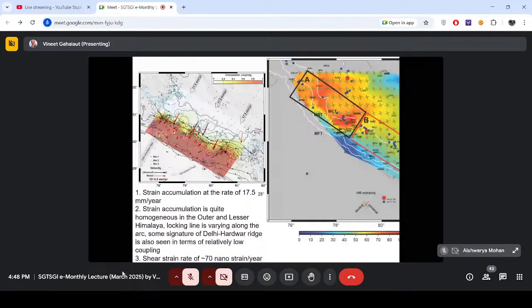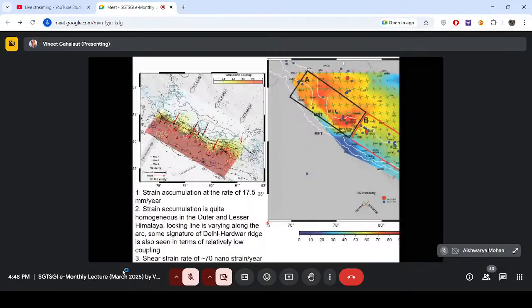And of course, I must remind you of a number here: shear strain rate is about 70 nanostrain per year. That's what you expect in a convergent plate margin. About 100 nanostrain per year is the strain rate in most of these convergent plate margins.